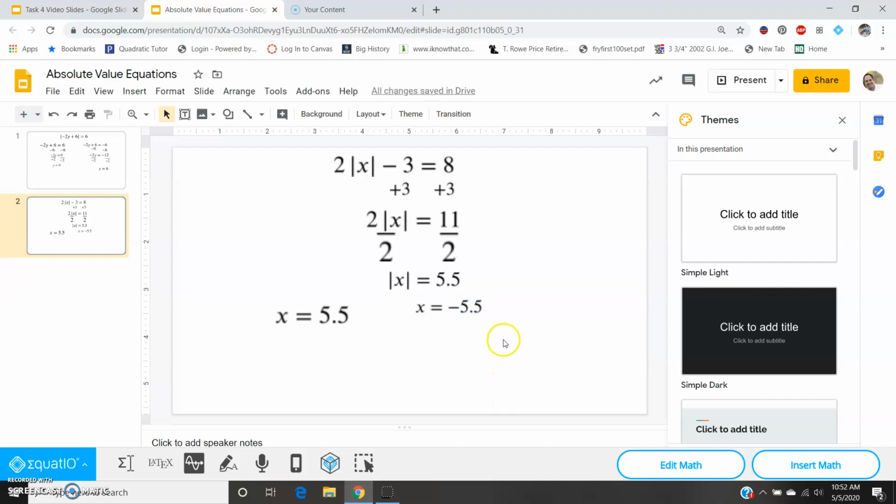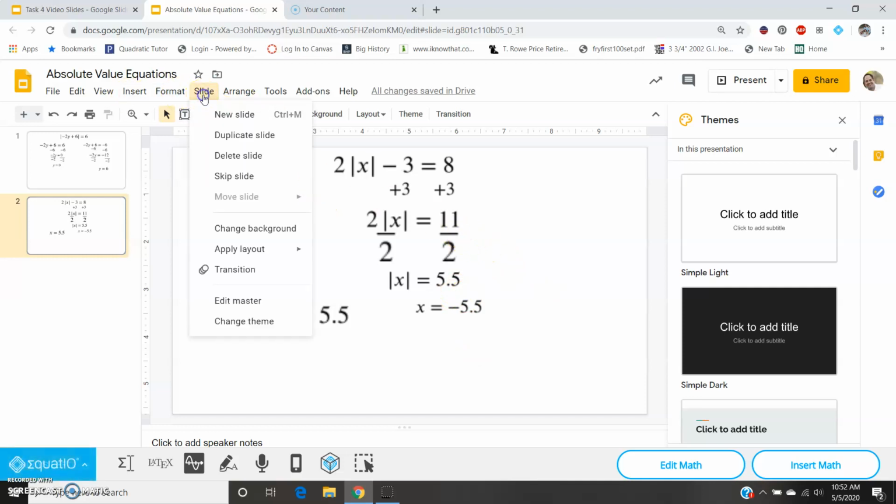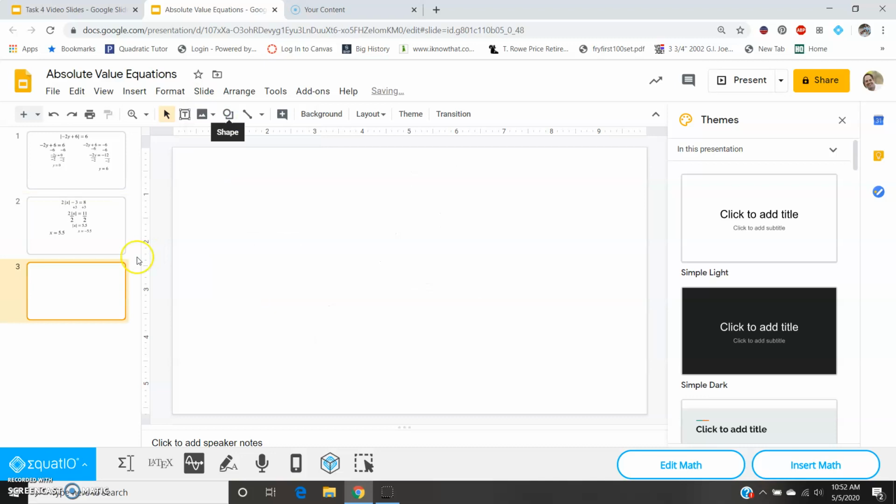Now, I want to do one more. I think I have enough time to do one more, and it's kind of a special case. This is where, when you get into doing a couple in a row, you kind of forget this little detail, and it adds to the length of time it's going to take you to solve these. So, new slide.